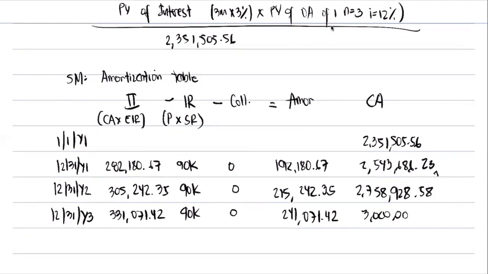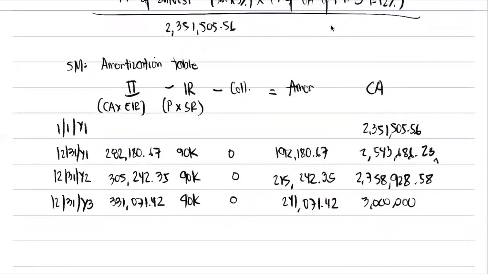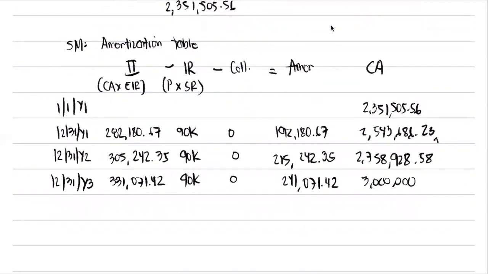So as you can see, guys, if ever there is no principal repayment after amortization, the carrying amount is equal to your face amount. Okay, so if there is no principal repayment after amortization, the carrying amount is equal to face amount. That's for our subsequent measurement for this example.